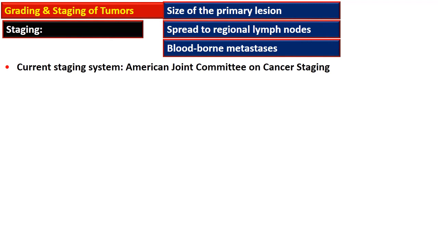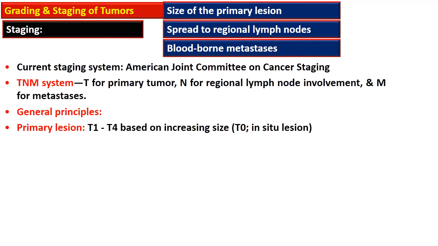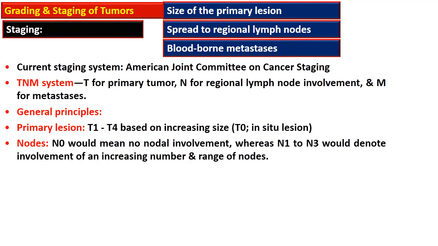The current staging system for tumors is the American Joint Committee on Cancer staging, also termed the AJCC staging system or TNM system, where T stands for primary tumor, N for regional lymph node involvement, and M for metastasis. The general principle followed for the staging of these neoplasms is that the primary lesion is denoted T1 to T4 based on increasing size, while T0 is used for in situ lesion.